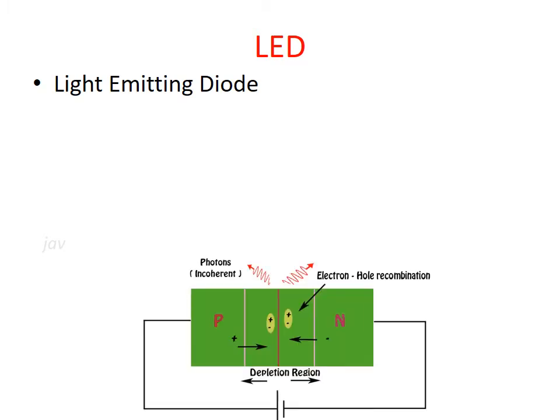Light emitting diode or LED is a heavily doped p-n junction of suitable material that emits light when it is forward biased. When forward biased, the charge carriers are injected into the depletion region. And inside the depletion region, electron-hole recombination takes place. And due to this recombination, we get light.